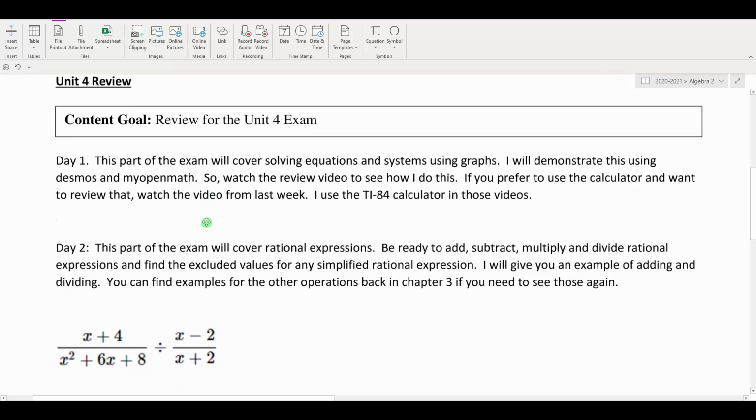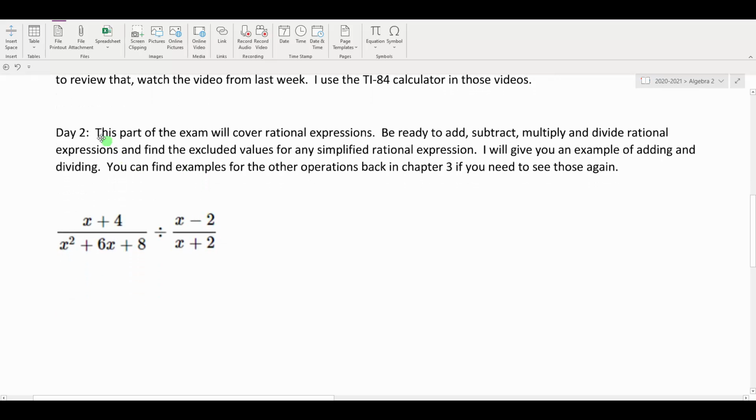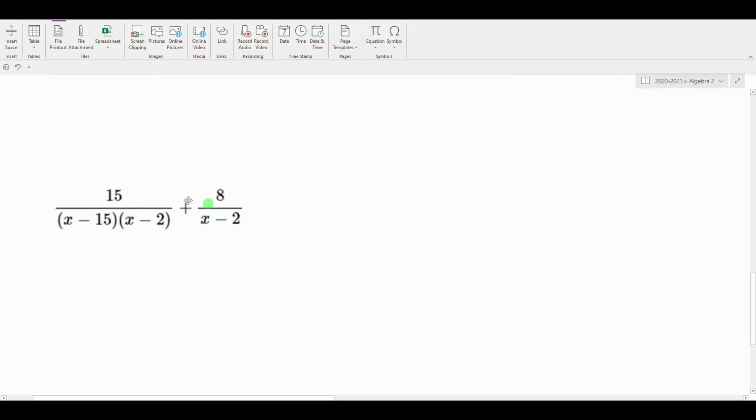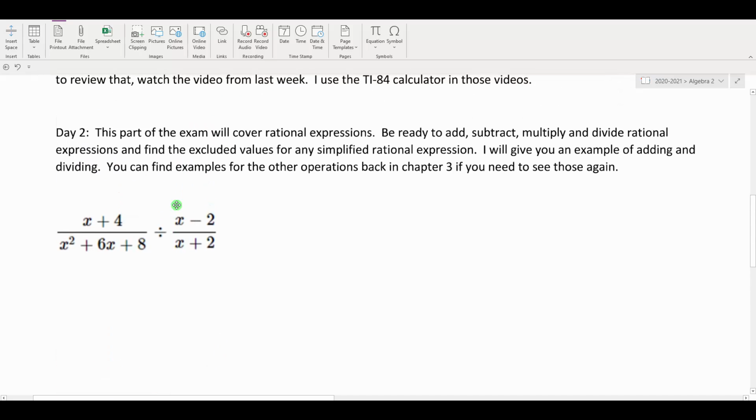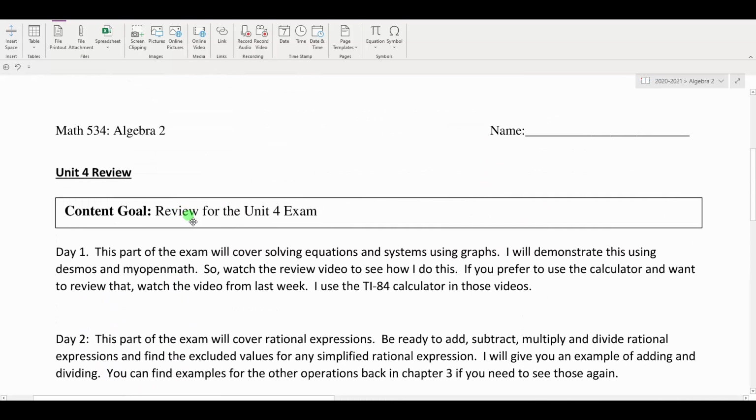And then we're going to come back to our notes here, and we're going to do the day 2 stuff, which is going to cover rational expressions. All right, and you need to be ready to add, subtract, multiply, divide rational expressions, and then find the excluded values. So in today's review, I'm going to show you a division problem. I'm going to show you an addition problem. The other operations, you'll need to go back to chapter 3 and watch some of the older videos if you feel like you need to review the other operations. All right, so let's go ahead and get started.